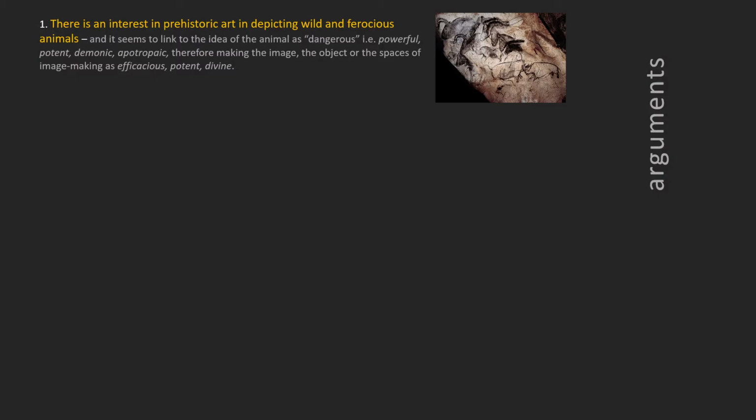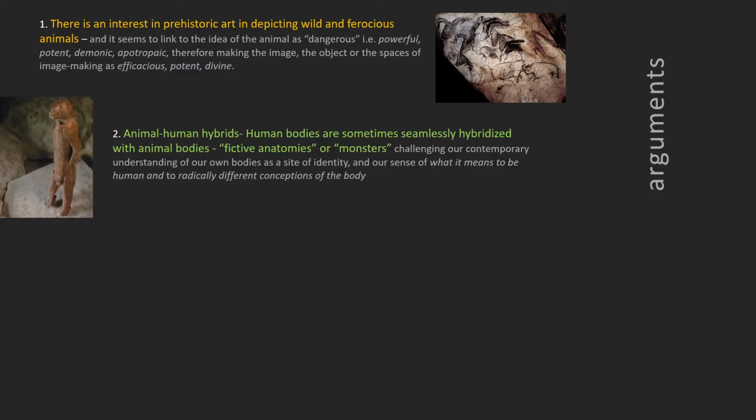One argument is that there's an interest in prehistoric art in depicting wild and ferocious animals. We don't exactly know why, but it seems that in these cave paintings, and in other representations later in the Neolithic, they're very much interested in wild and ferocious animals, and that this representation makes the image potent and powerful, and then the spaces in which they exist are potent and powerful. This is an important component.